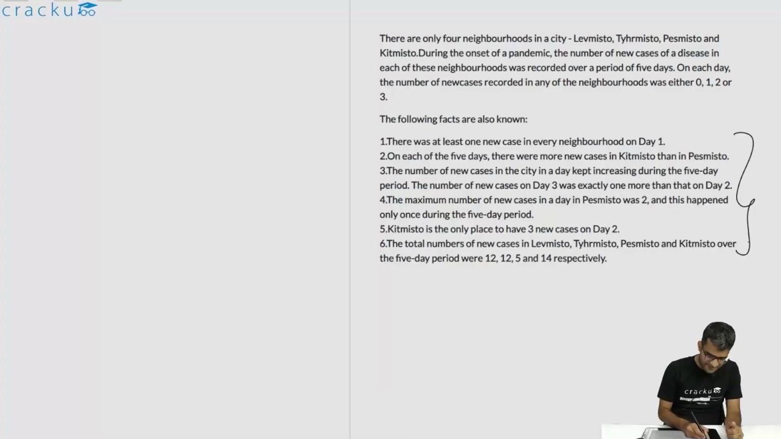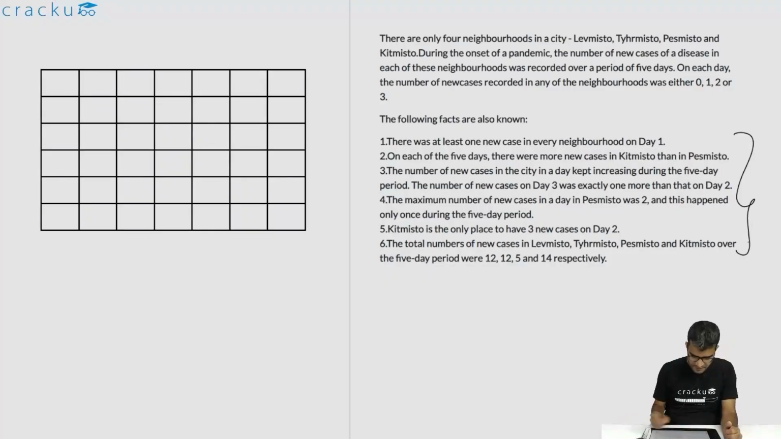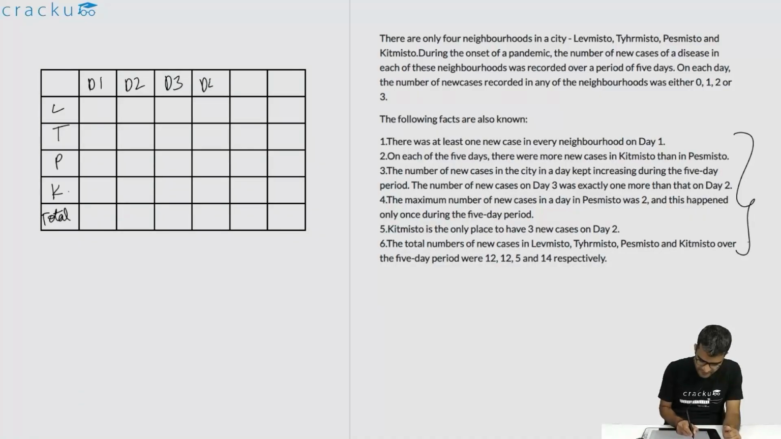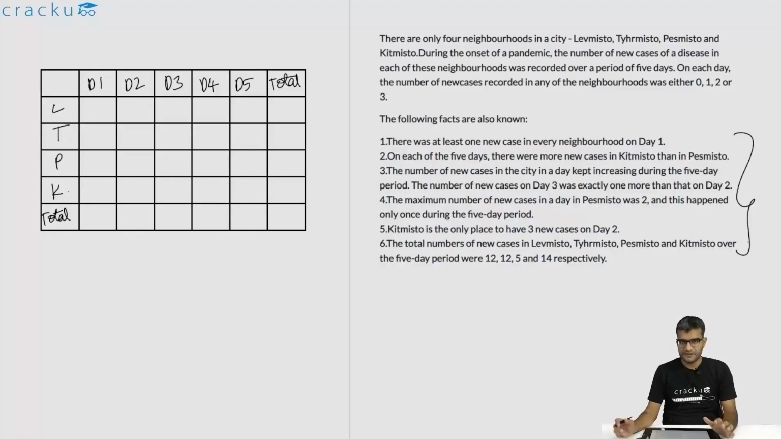The table will have some rows and columns. So it will look something like this. This is the first city L, this is the second city T, this is the third city P, this is the fourth city K, and this is the total. This is day 1, day 2, day 3, day 4, day 5, and total. Let us go through all the information that is given, then we'll come back and try to fill the table up. The first information that is told is that each cell is either 0 or 1 or 2 or 3.